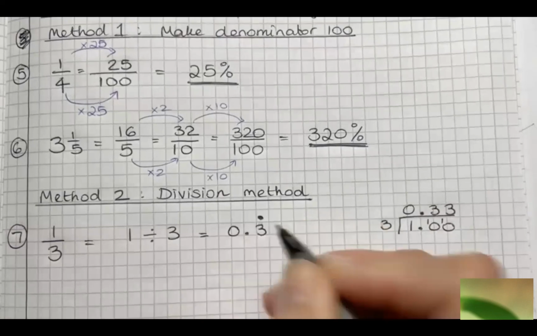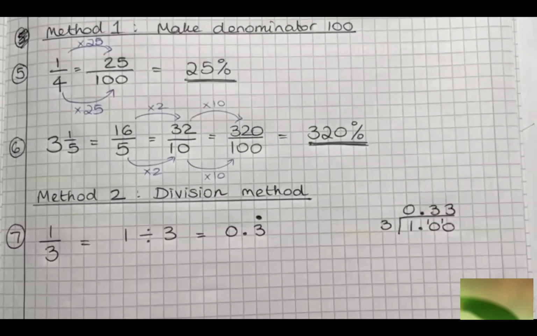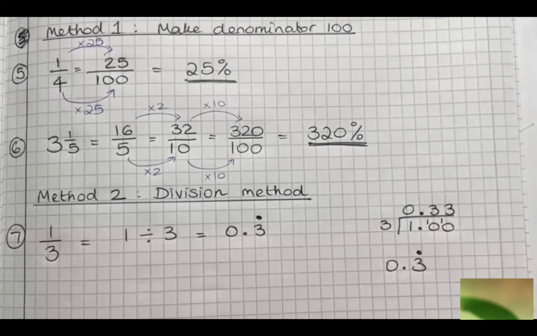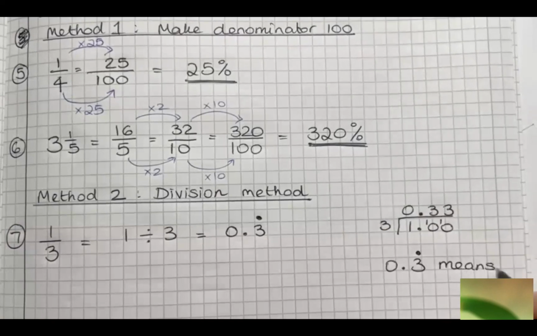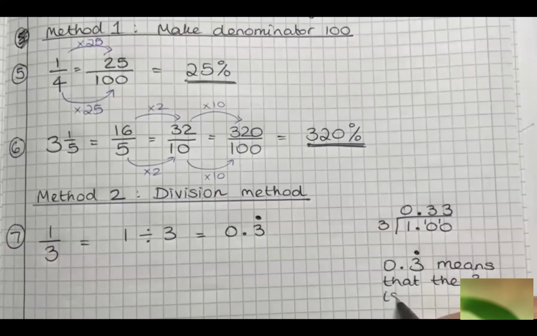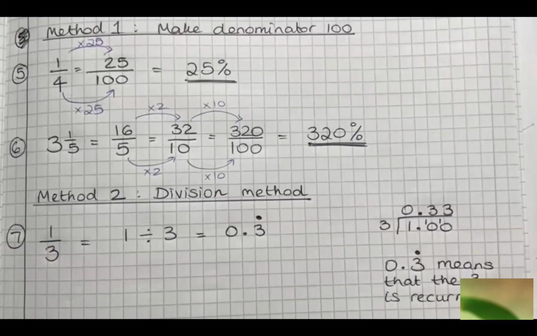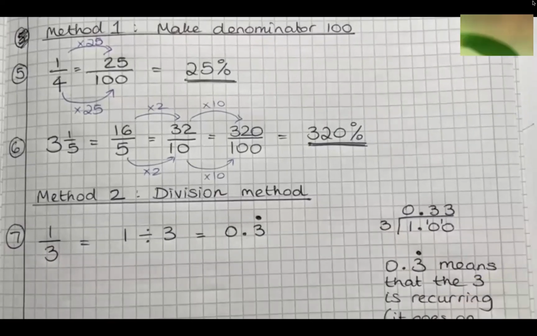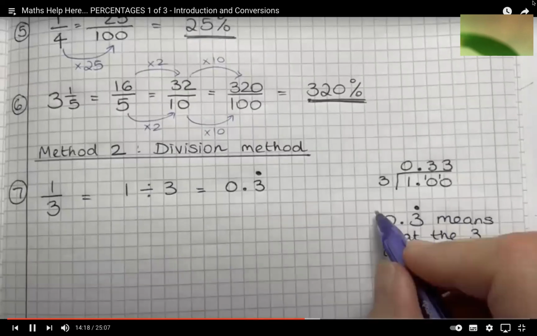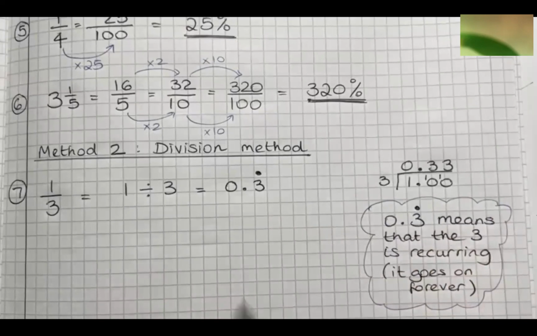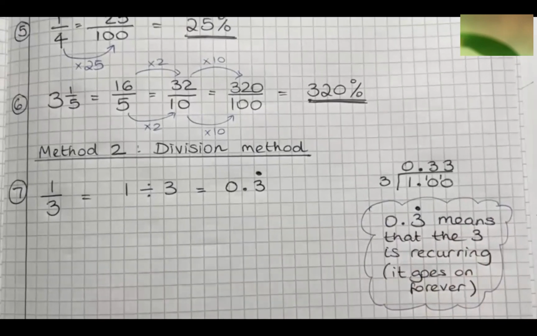So at this point, I've converted it into a decimal of 0.3 recurring. Let's just put that in a quick learning bubble as well to say that 0.3 with the dot over the 3 means that the 3 is recurring, i.e. it goes on forever. That's what recurring means. It goes on forever. So just a quick little learning bubble there.